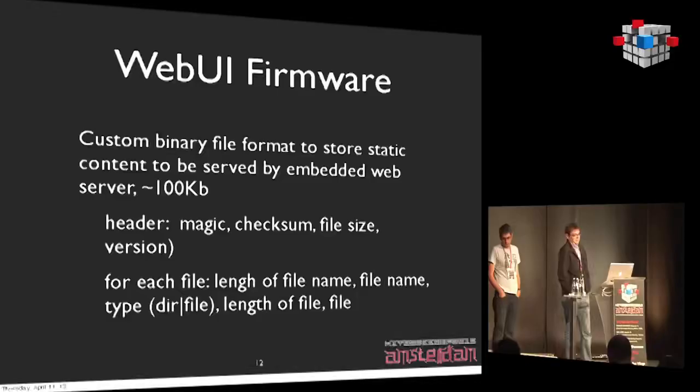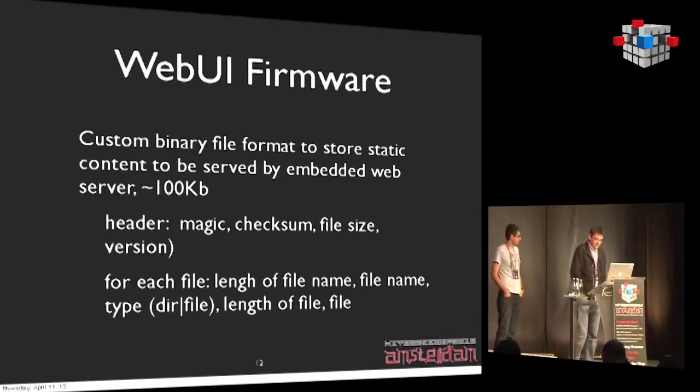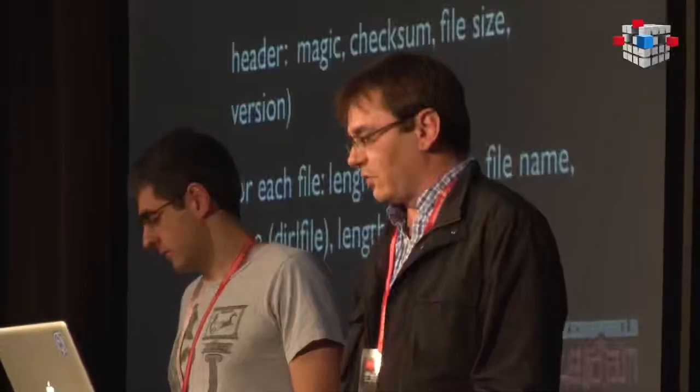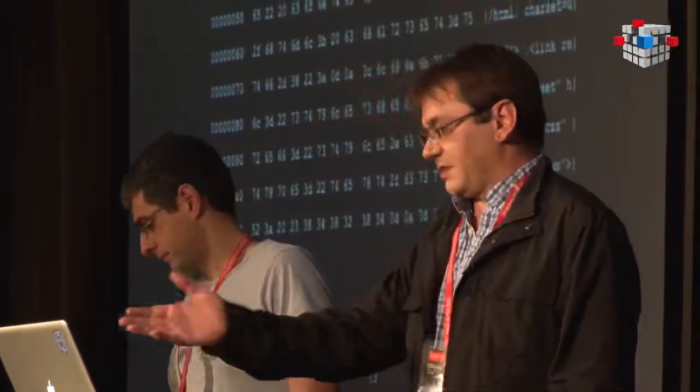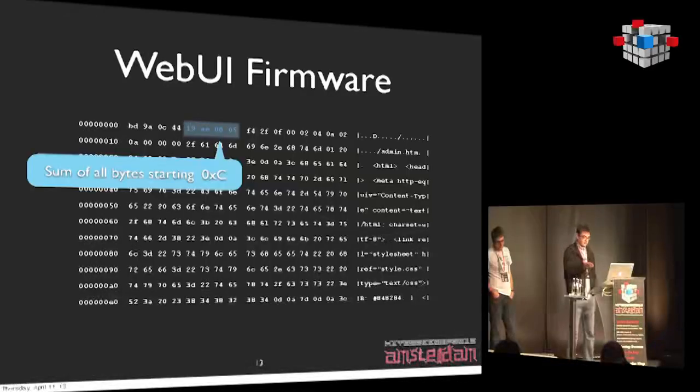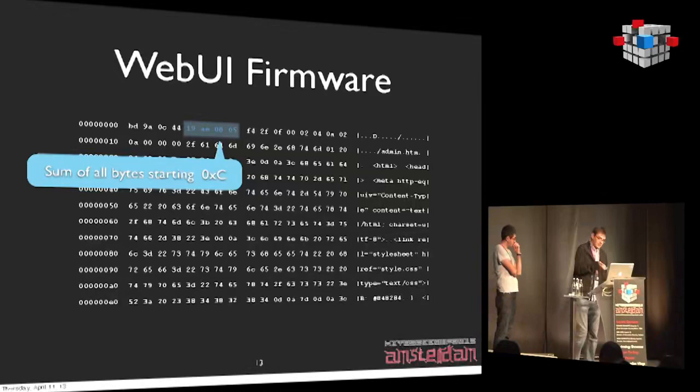And yeah, WebUI is also a custom file with a header, and there's some kind of protection implemented, a so-called checksum. And we experimentally figured out that this checksum is the sum of all bytes starting at offset 0xC. Here's the next slide. So that's a header, and then after the header the actual file names start, with file name sizes, then file size, then the file itself.